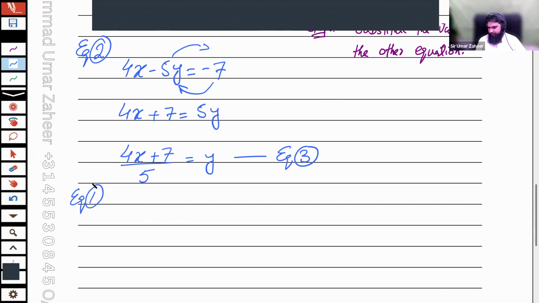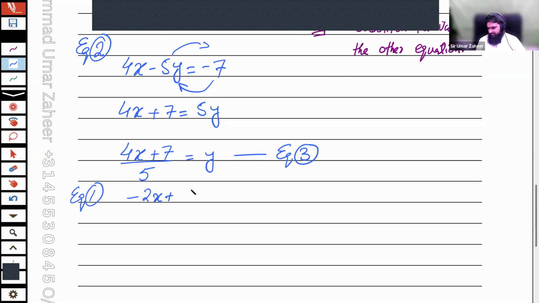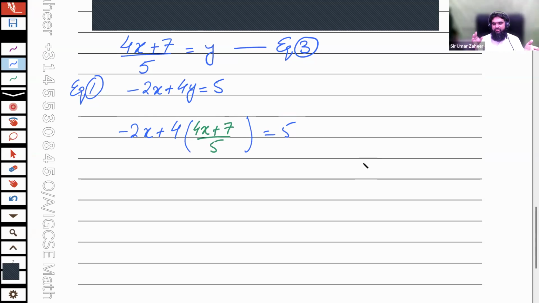So in equation 1 we have minus 2x plus 4y is equal to 5. Let's substitute the value. At the place of y, we will substitute the value of (4x plus 7) divided by 5. I just want to remove the denominator. The easiest way is to multiply the whole equation by 5: the first term by 5, the second term by 5 as well, and on the other side by 5 as well. This is the easiest way to remove the denominator.